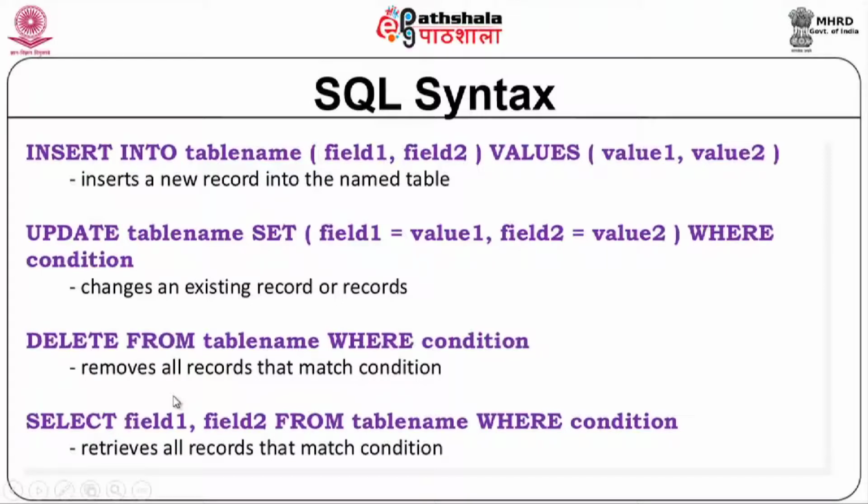If you want to remove a record from the table that matches a condition, you can write a statement like delete from table name where some condition, that is, you specify in the condition which record you want to delete. And in order to view or retrieve all the records that match a condition, you can use a select statement. So, select the fields you want to display from the table name, given the condition. These are the SQL statements we will be using within the JDBC application.